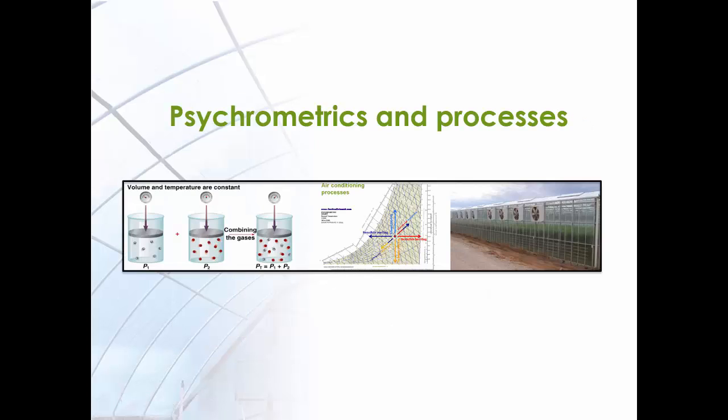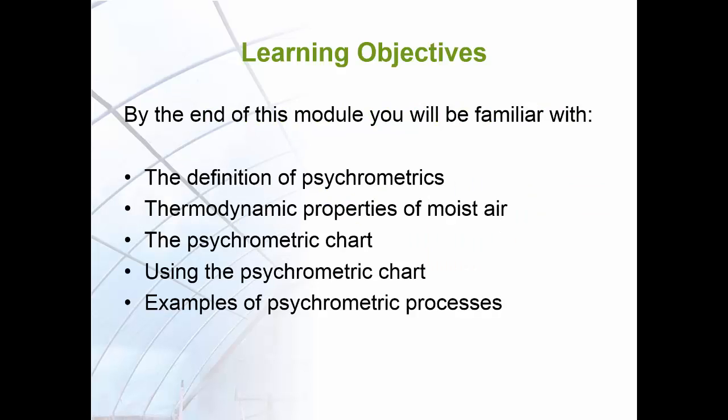In the first part of the Psychrometrics and Processes module, we looked at some of the key definitions of psychrometrics and discussed thermodynamic properties of moist air. We learned about the psychrometric chart and also used it to locate the thermodynamic state, as well as finding some of the thermodynamic properties of moist air. In the second part of this module, we are going to look at some example air conditioning and common psychrometric processes, and we will be using the psychrometric chart as well in our discussions.